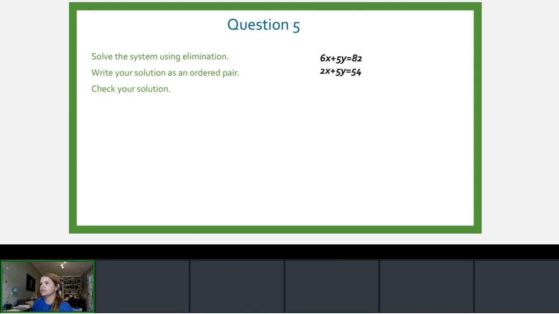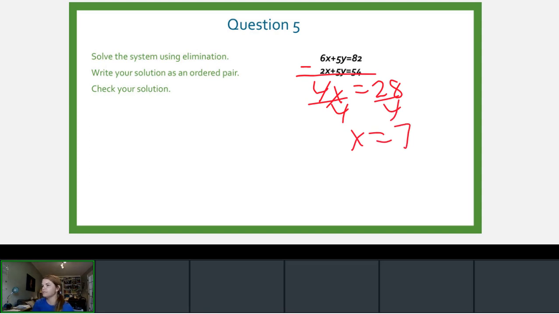Okay, and let's do this last one. Check our coefficients. The coefficient in front of x is 6, and the coefficient in front of x down here is 2, so we're not going to be able to eliminate those. But we do have 5 and 5. They're both positive, so again, we're going to have to subtract. 6 minus 2 is 4x. 5 minus 5 cancels out. You don't have to write the 0, but you can. And then 82 minus 54 is 28. I'll divide everything by 4, so my x value then is 7.